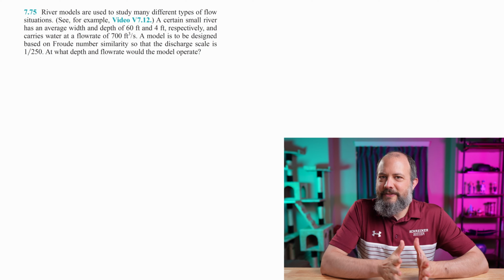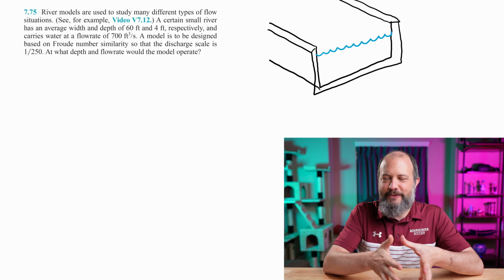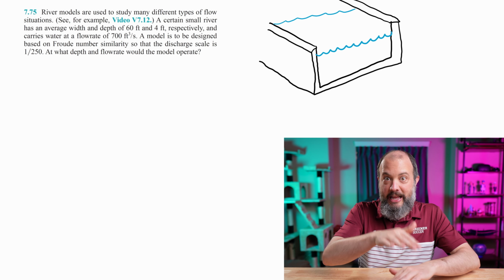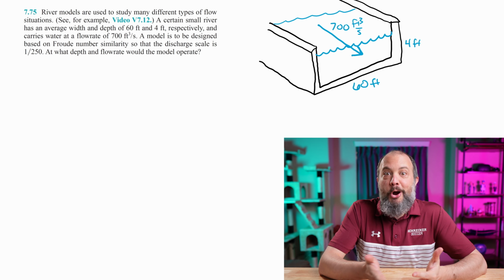For this problem, you're asked to find depth and flow rate. And so this is the first time where we weren't actually given the geometric scale, because depth is going to determine how much bigger or smaller it is. So that length ratio is going to be part of the final answer.